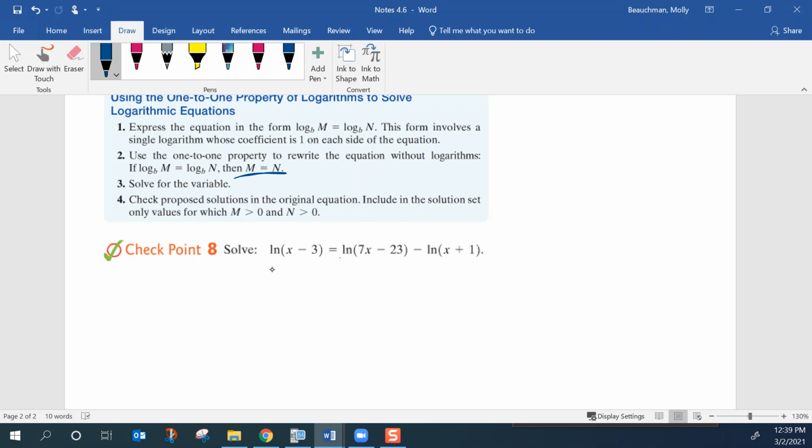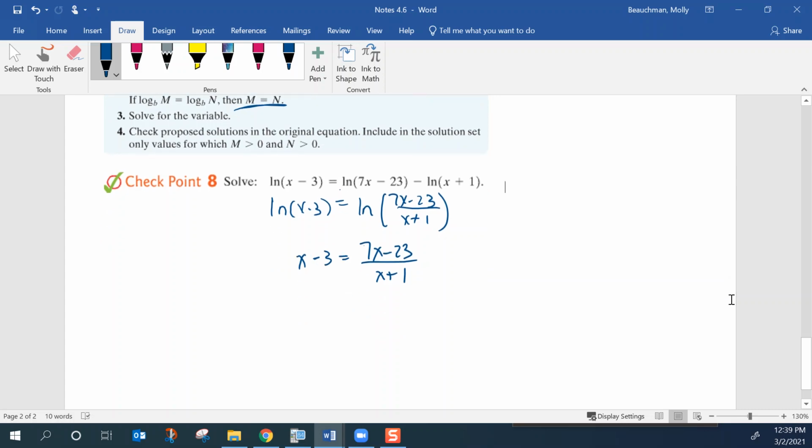The left-hand side is written as a single logarithm. See if you can write the right-hand side as a single logarithm with the same base. We can use the quotient property, natural log. This would become 7x minus 23 over x plus 1, because we're subtracting. Once you have the same logarithm on both sides, then you can set x minus 3 equal to 7x minus 23 over x plus 1. Then you can set what you're taking the logarithm of equal to each other.